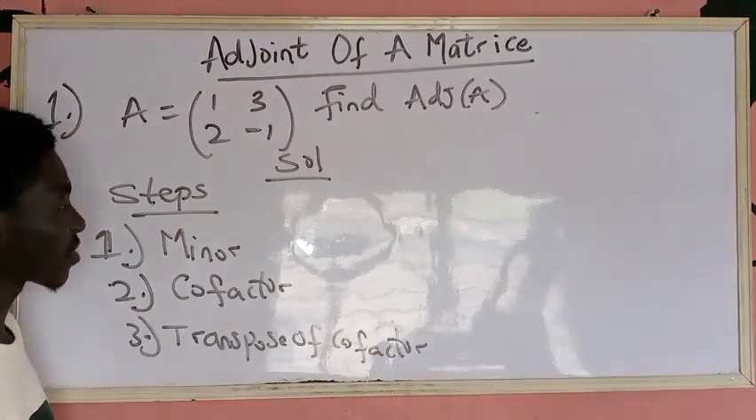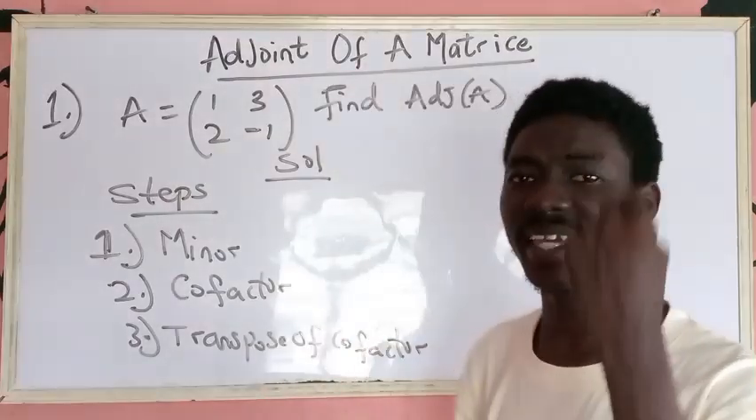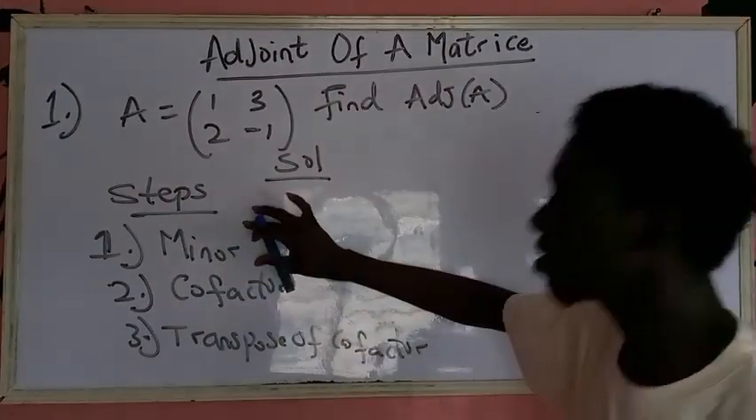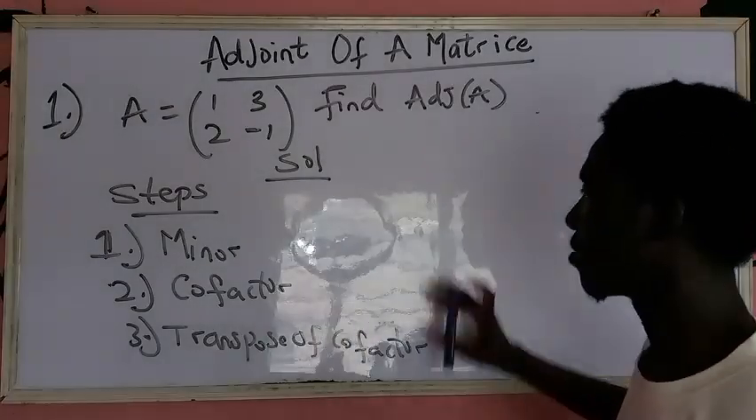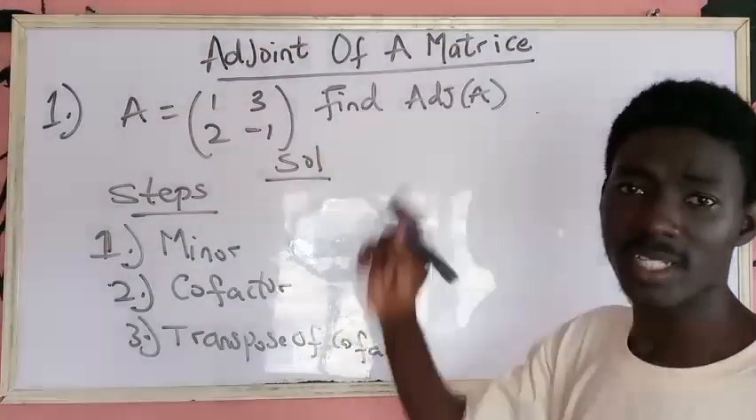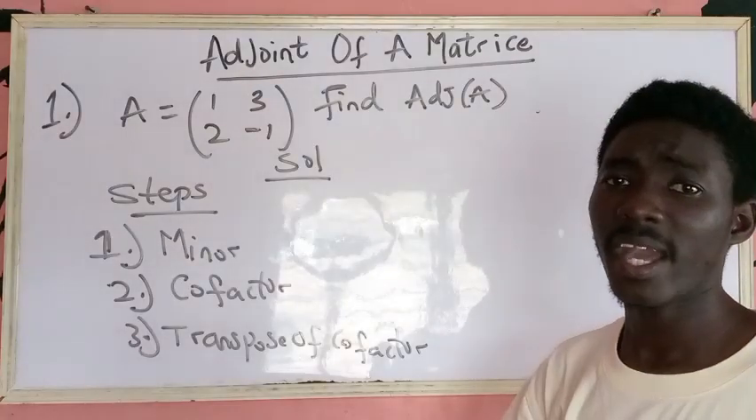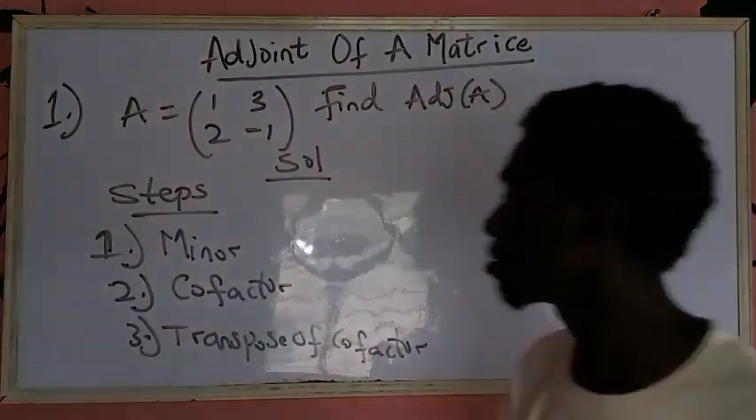So the three steps you do when taking the adjoint of a matrix are the minor of the matrix, the cofactor, and the transpose of the cofactor. That gives you the adjoint of a matrix. It involves three equal steps, and you must follow the steps one by one.